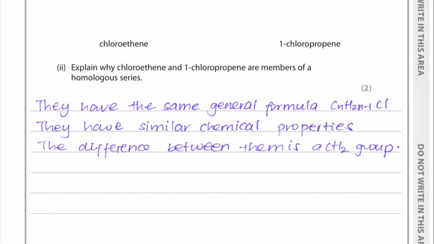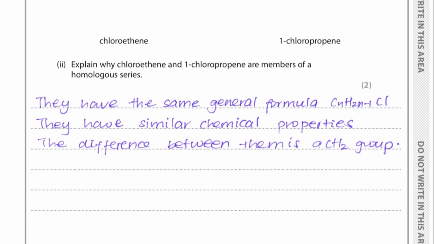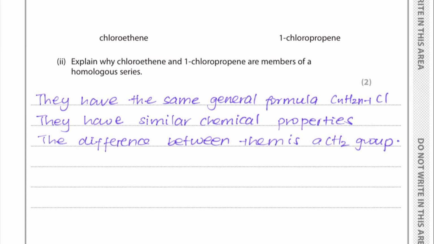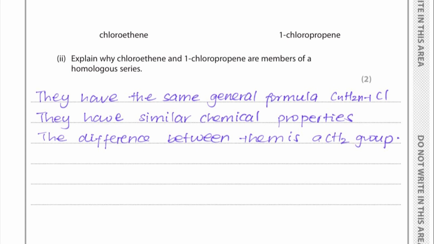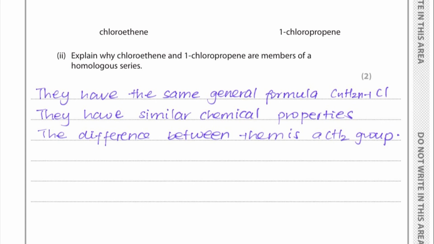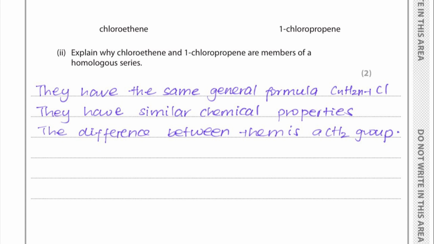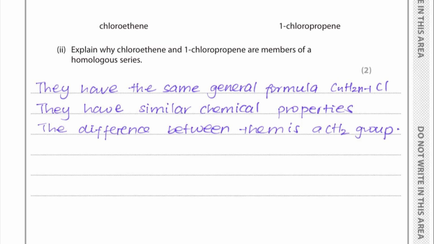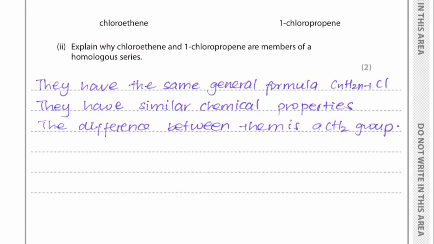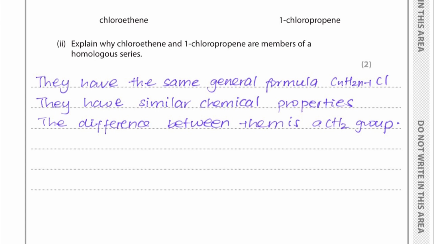Next they say, explain why chloroethene and 1-chloropropene are members of a homologous series. This is because they both have the same general formula. They also have similar chemical properties because they contain the same functional group. The only difference between them is a CH2 group.